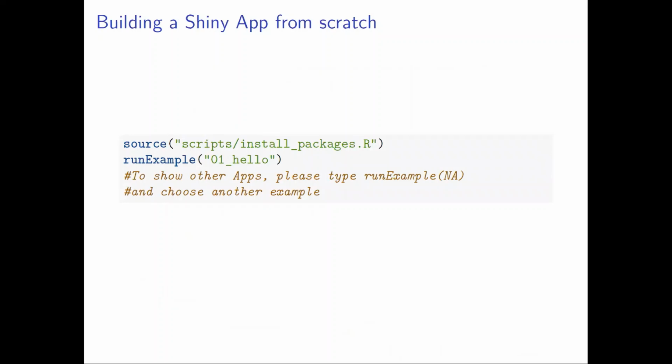If you already downloaded the repo, then you can just run script/install_packages.R, which uses the pacman package. All the required packages will be installed and loaded. And then you can just use runExample in parentheses, "01_hello". And then the first Shiny app should run on your laptop. For those who have tried it out, does this work? Hopefully.